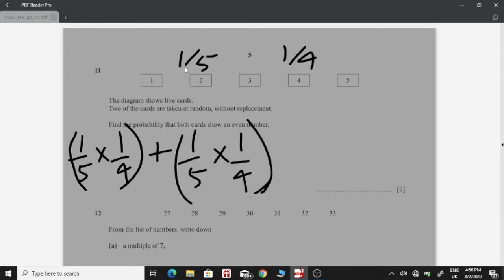So we're supposed to add them, and we add them because we have the chances of these two. If we add these two values, because we can have the answer as either of them, we can have 2 and 4 or 4 and 2. So we get the answer as 1 by 20 plus 1 by 20, which becomes 2 by 20.